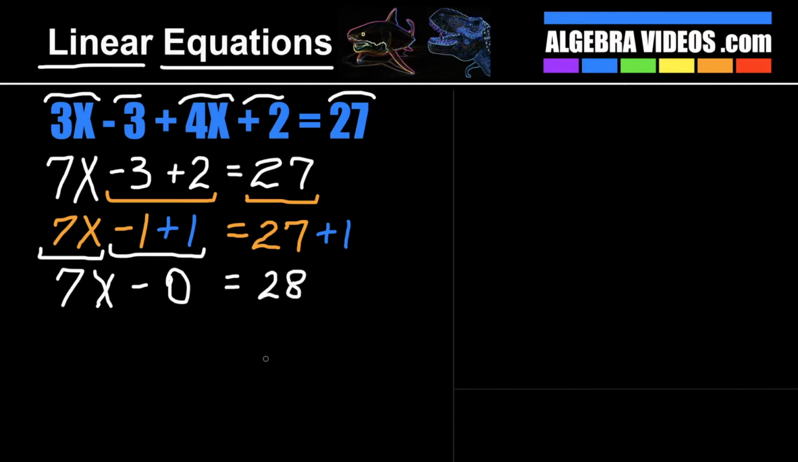So our problem is getting easier and easier here before we even do anything. So 7x minus 0 is 28. And we can rewrite this without the 0, right? So let's just do that. 7x equals 28.